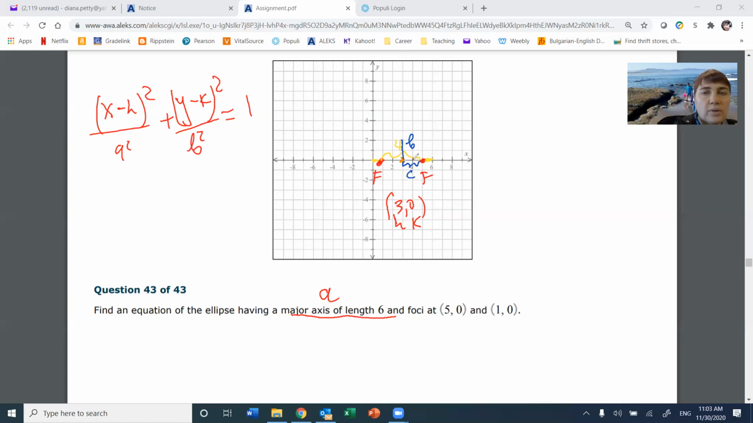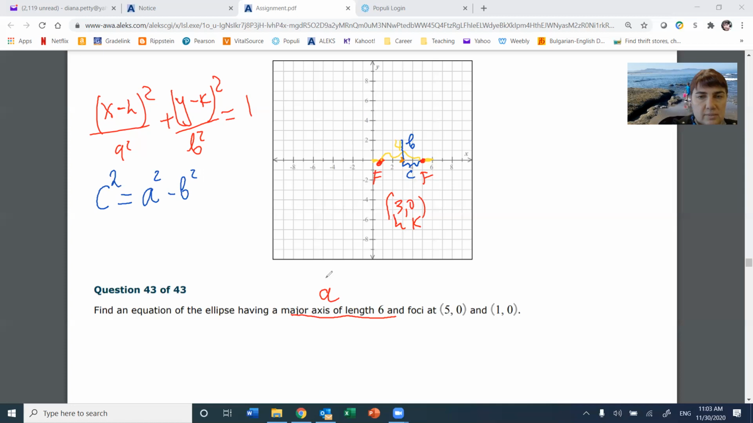So what we're going to use is the relationship between a, b, and c. So c squared is a squared minus b squared, right? Instead of a squared plus b squared. So we know c, because c is from the center to the focus, which is 2. So c is 2.